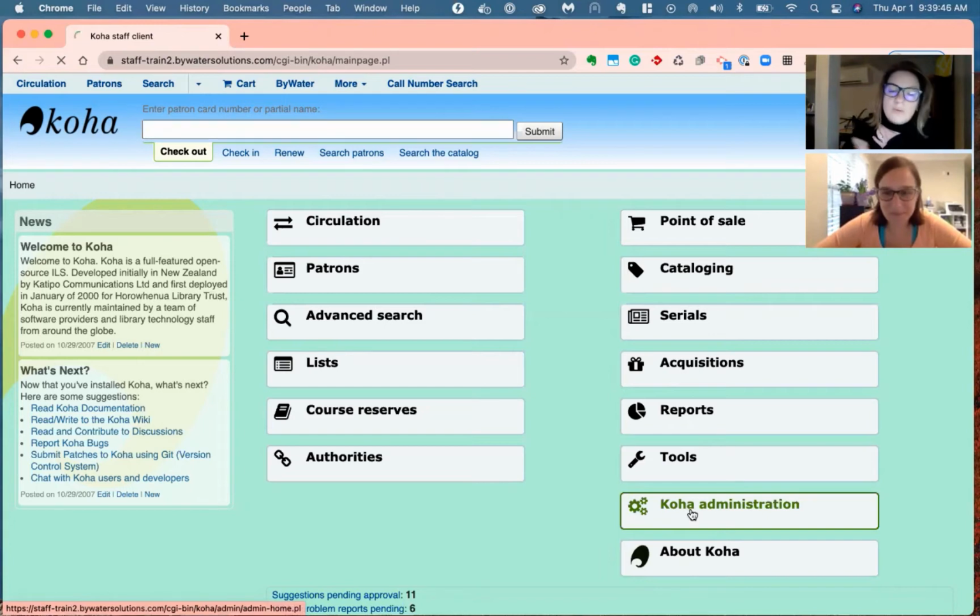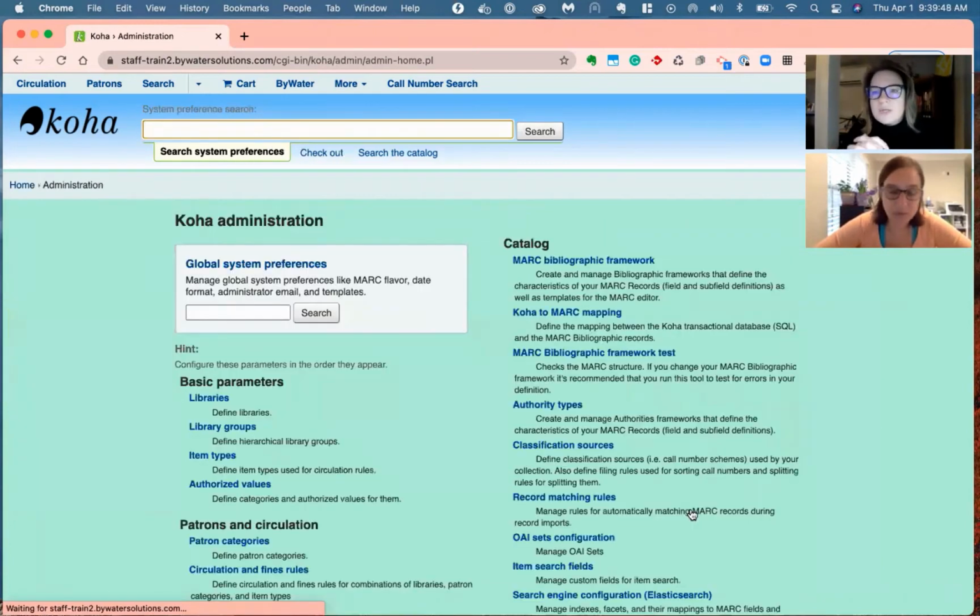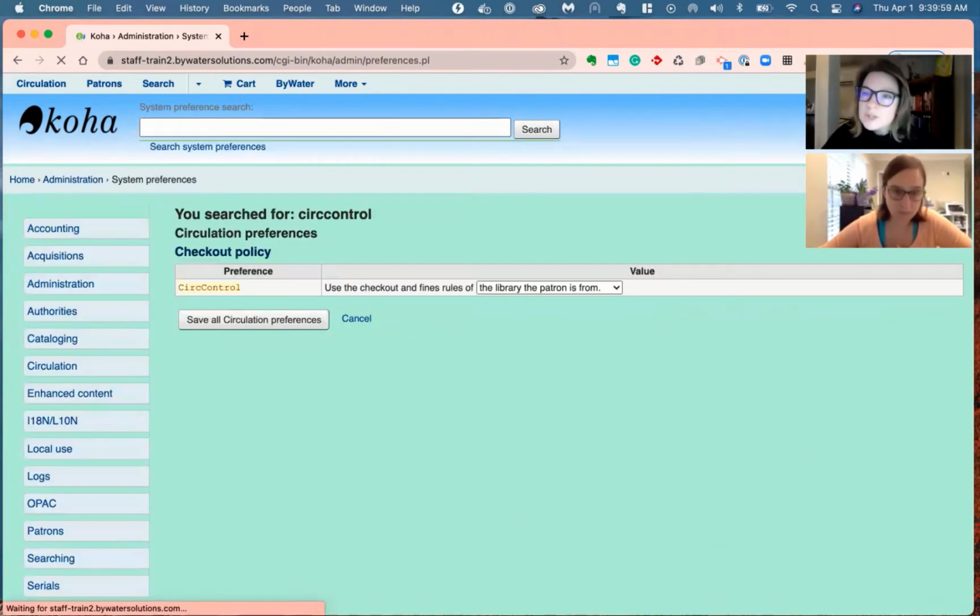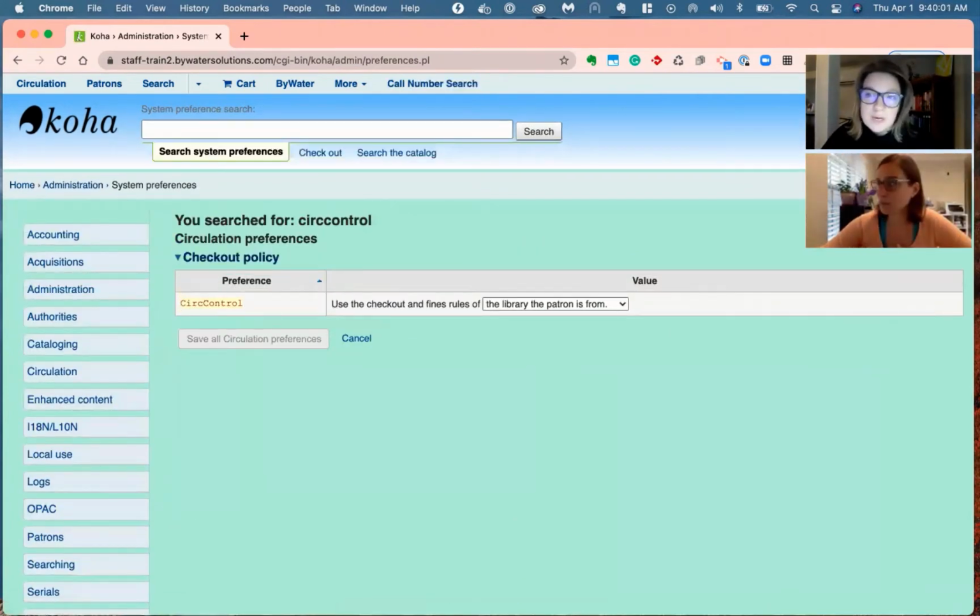Yeah, so last week we talked about just a single branch, and circ control is not as important really because it's one branch. But if you are a multi-branch system, circ control is going to play a part in which circulation matrix Koha is going to follow. So we really need to make sure we know which one Koha will follow before it heads over to the standard if it does do that. So let's talk about those three options, Kelly.